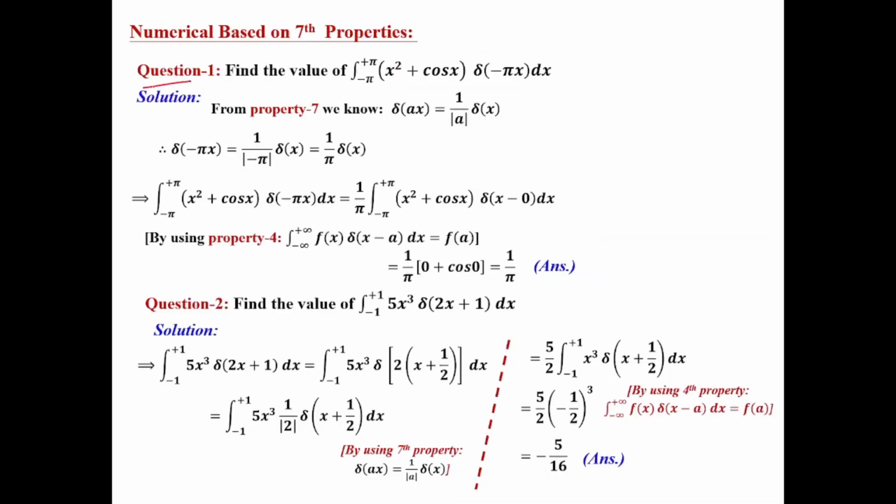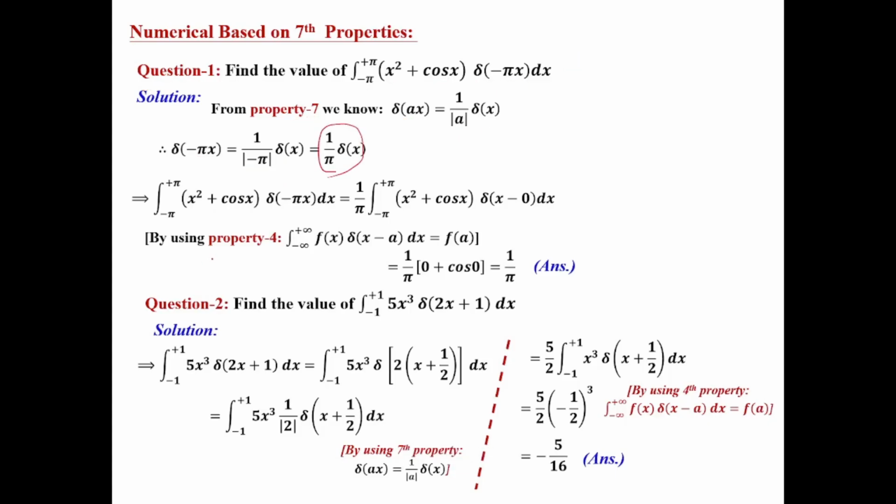Here the first question: find the value of the integral from minus infinity to plus infinity of x square plus cos x times delta of minus pi x dx. What will be the value? The solution starts from property 7. What we know is delta of ax equals 1 by mod a times delta x. So first we are going to calculate delta of minus pi x, whose value will be 1 by mod of minus pi times delta x. The mod function is always positive, so it is 1 by pi delta x. By using property number 7 we found this, so we have to put this value.